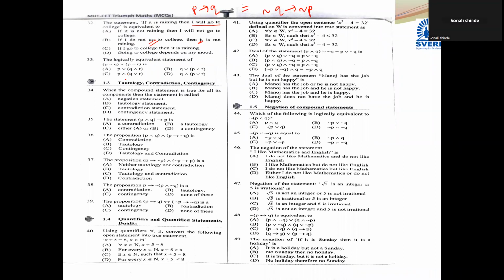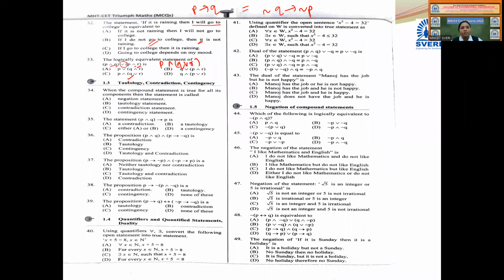Next: the logically equivalent statement of P and Q or P and R. P is common again, so it would be P and, then Q or R. Option C is correct. The common part is written with and, and this notation goes with it. Right. Let's go ahead.